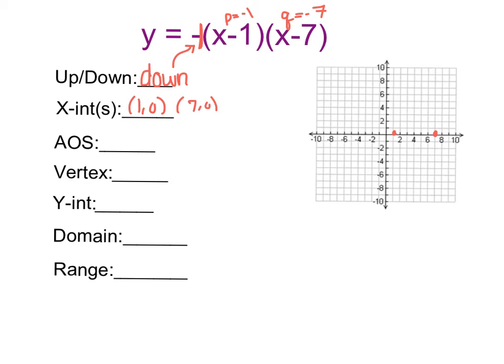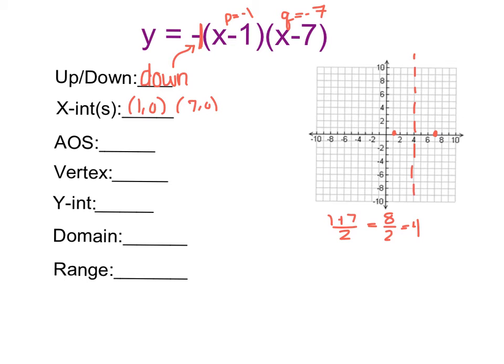Then I remember that my axis of symmetry is in the middle of those 2 points. So I can either eyeball what's the middle, or I can use the average equation. So here I would take 1 plus 7 and divide it by 2. 1 plus 7 is 8, 8 divided by 2 is 4. So I have that same axis of symmetry that I had last time, just by chance, not planned.